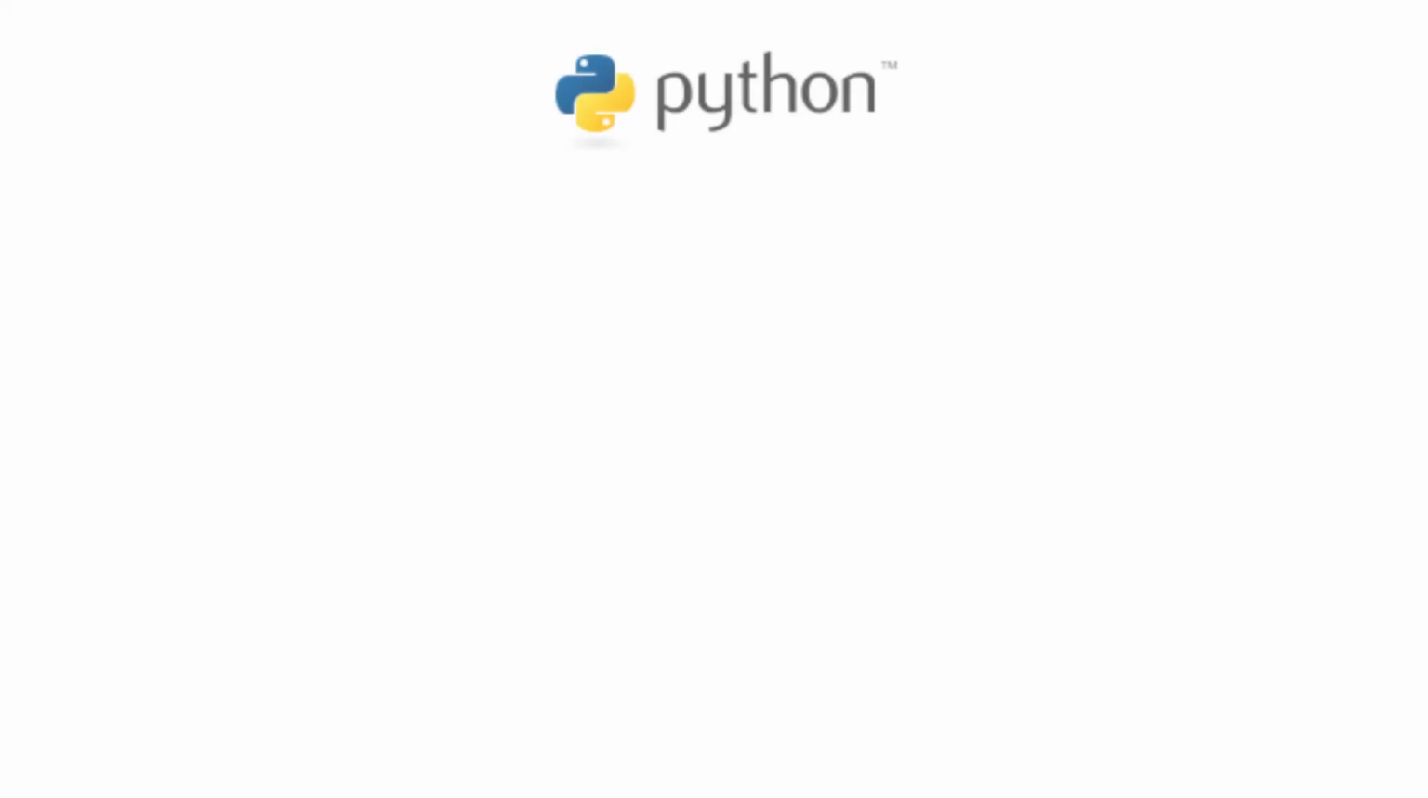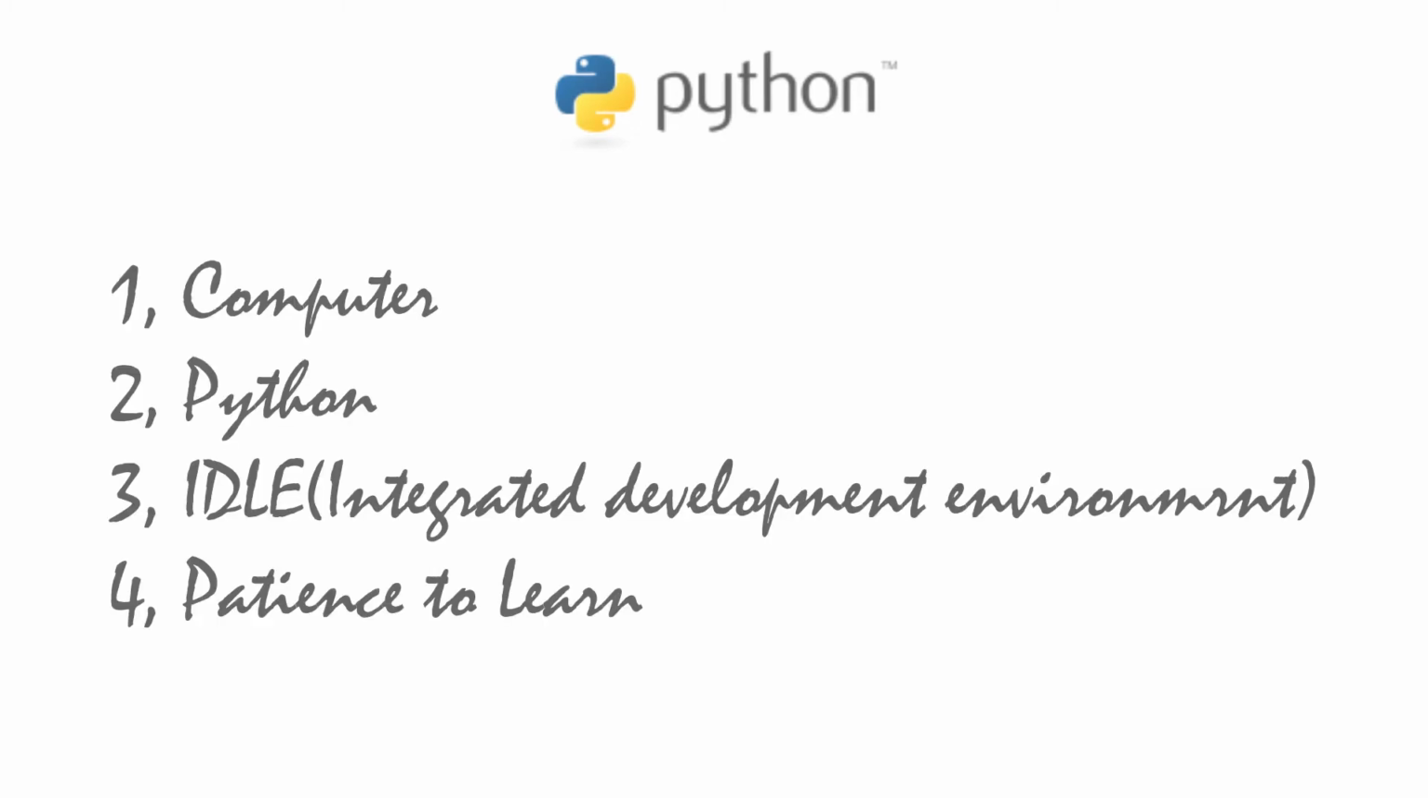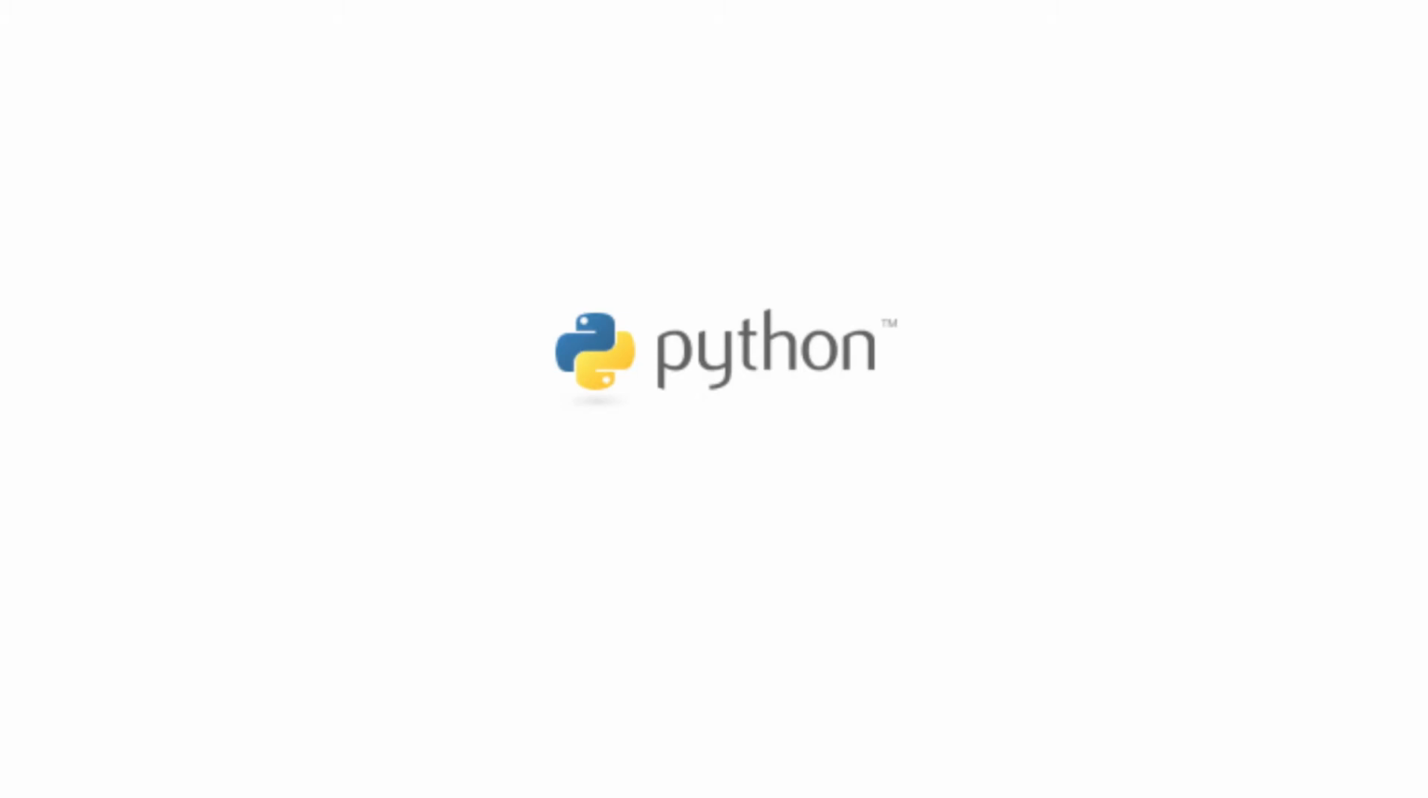Installing and running Python is very easy. First, let's talk about what you need to learn Python. Computer, Python, ideally, and of course patience to learn. So if you have a computer, then you need to install Python on your PC. So you need to go to the Python website, and I will be leaving the link in the description below, and you need to choose the version, and next you need to click on the download button.